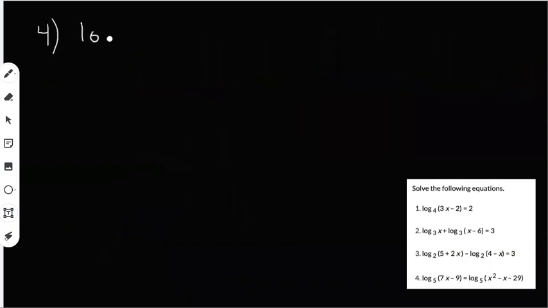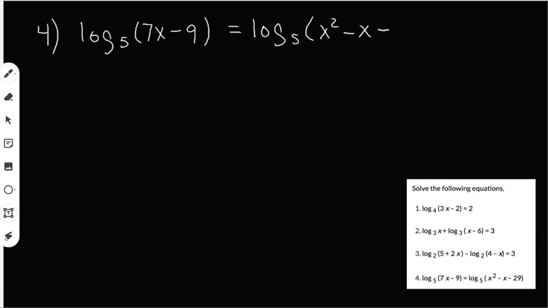You're going to have log base 5 of 7x minus 9 equal to log base 5 of x squared minus x minus 29. Now to start off with, both of these have the same base, right? I'll circle it. This one has a base of 5 and this one has a base of 5.